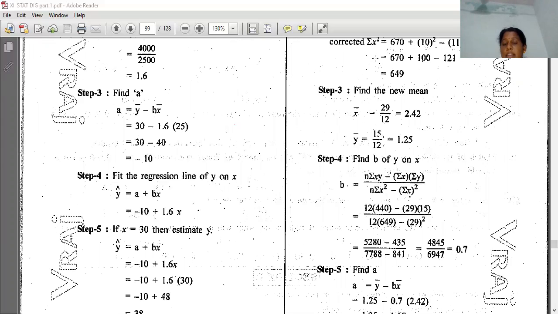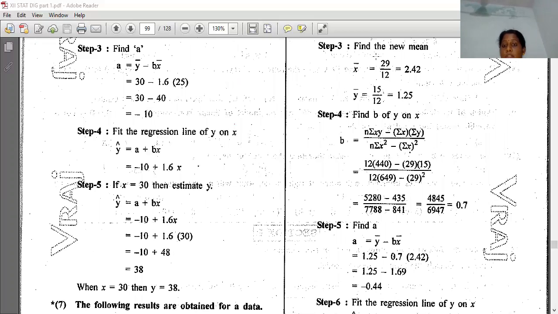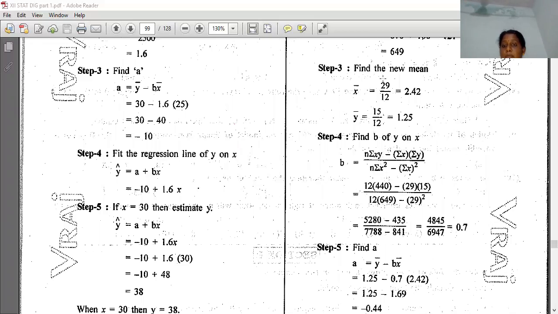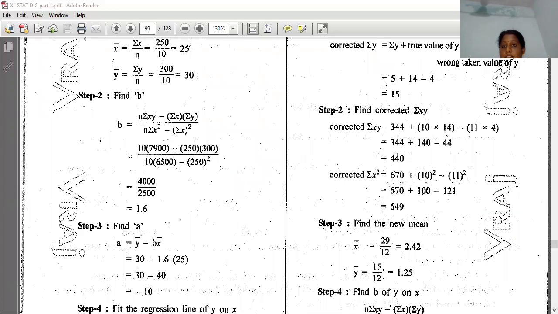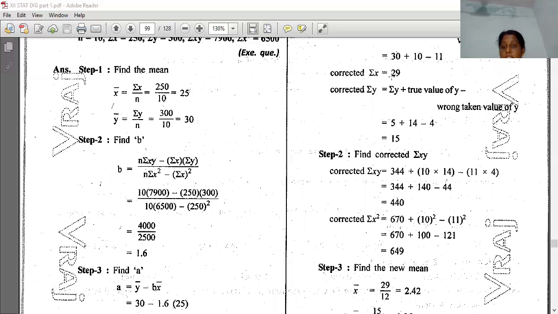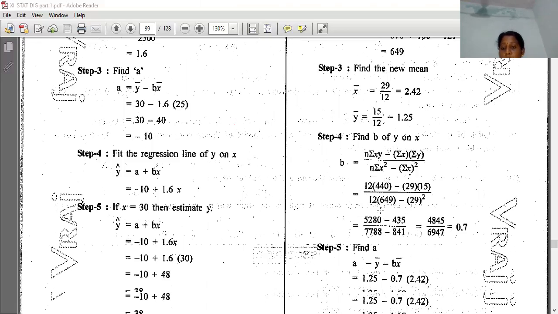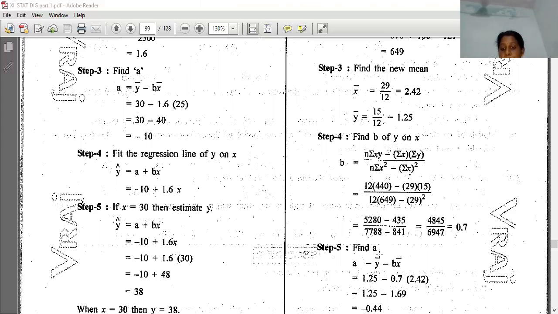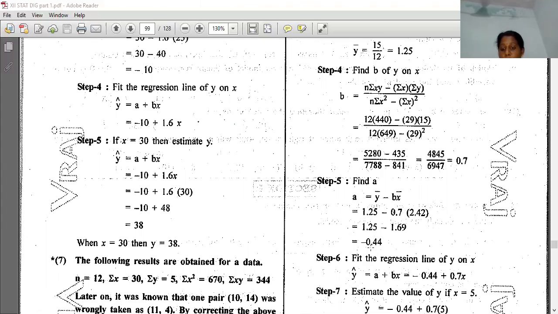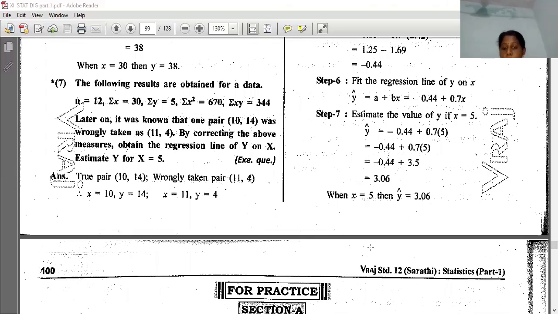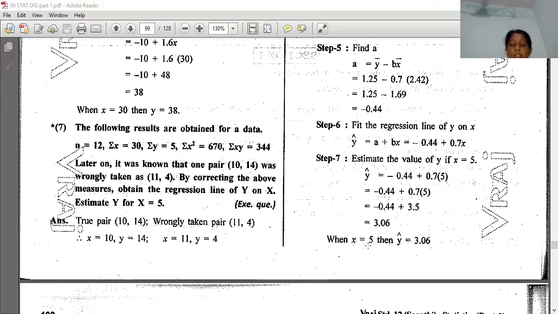Why are we finding corrected xy, corrected x, corrected y? Because to find a new mean. So what will be our new mean? That x bar equal to sigma x upon n. So we will be taking our new sigma x, this 29 upon n is 12. That is 2.42. 15 upon 12, that is 1.25. Now for b, substitute all the new values over here. Here also take all the new values. Like this you have to find. Understood? The seventh sum is very, very important.